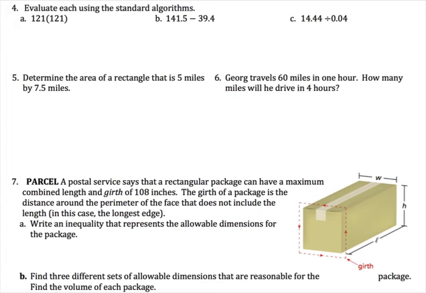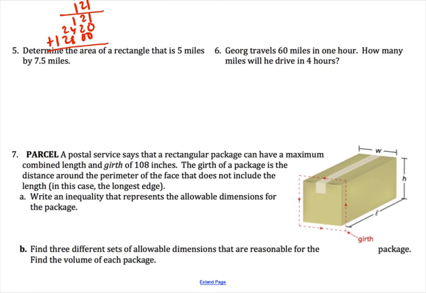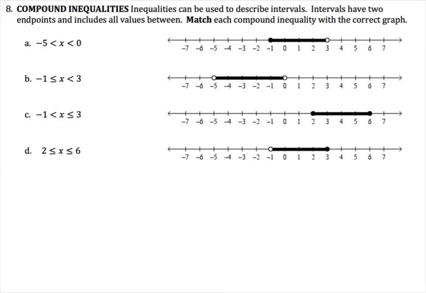Number 5, you're going to evaluate using the standard algorithms. Remember, that means to stack and multiply, moving over as necessary, etc. I'll let you guys finish that. Number 7, you're going to determine the area of a rectangle. Number 6 is a speed problem. You're going 60 miles an hour. How far can you go in 4 hours? Number 7, we're dealing with a package. You're going to write an expression to represent what you can mail, and then on part B, you're going to give 3 examples of packages that are mailable.